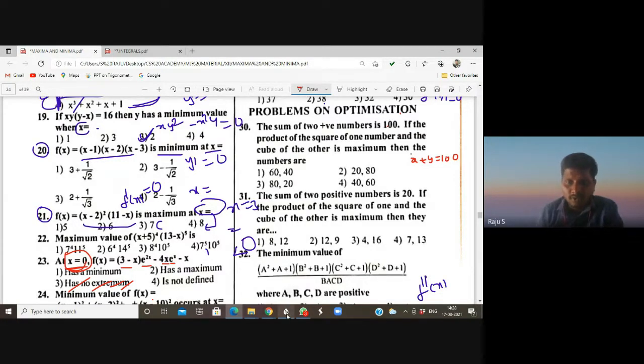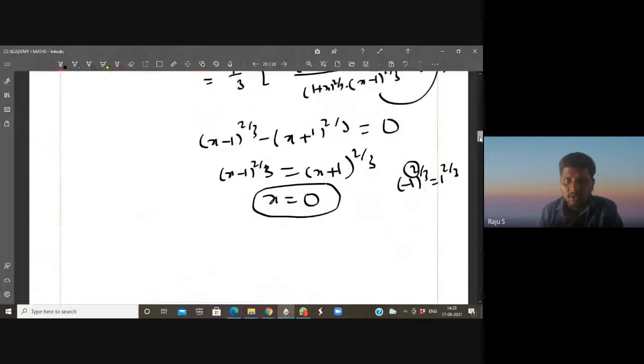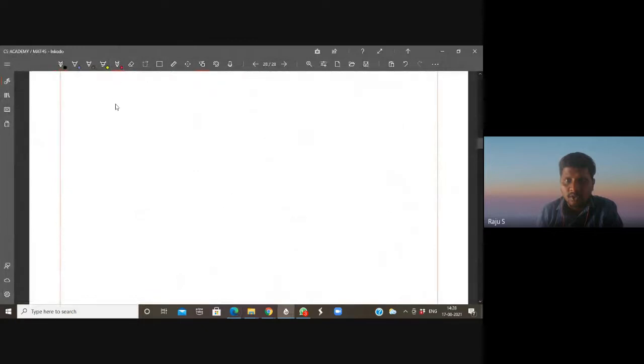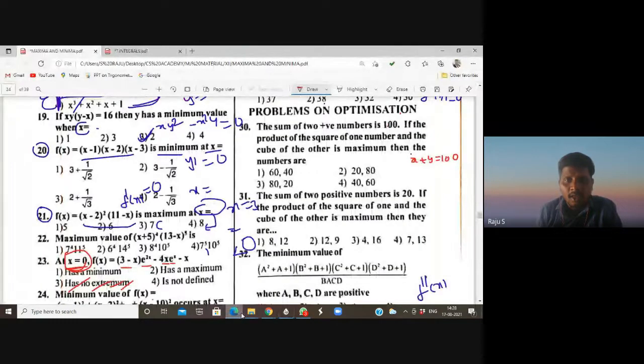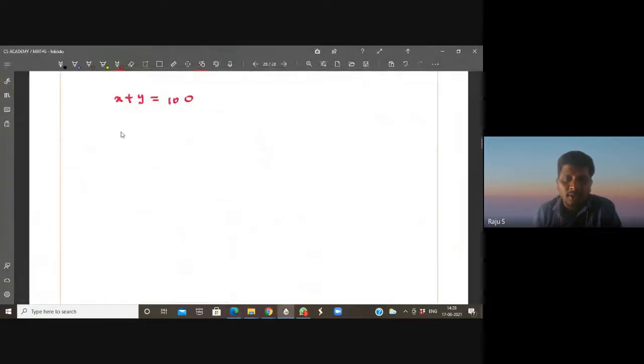In the question, like the same NCERT type, I'm taking the two numbers as x and y. The sum of the two numbers, 100, they have given. And what shall we prove? That it is maximum: the product of the square of one number and the cube of the other number. The function they have given is the product of the square of the first number and the cube of the second number, and it is maximum.